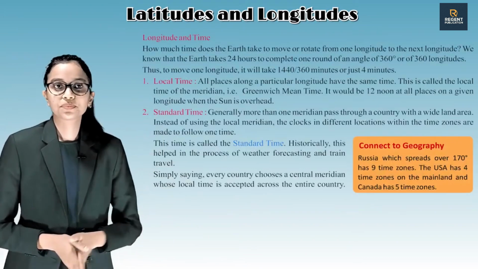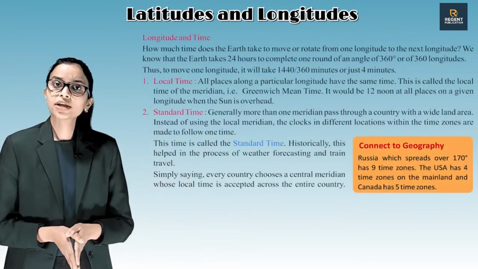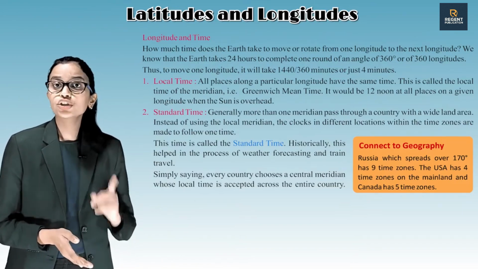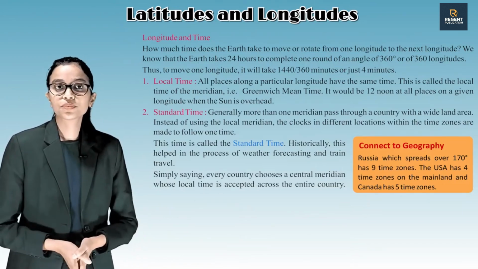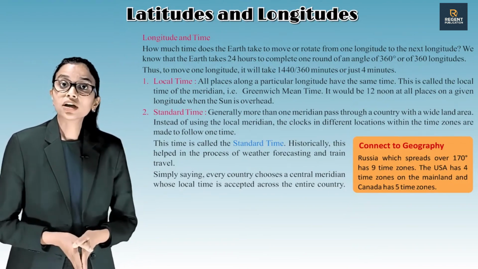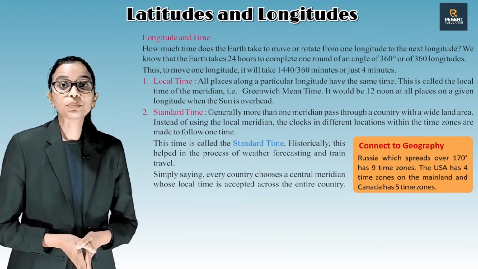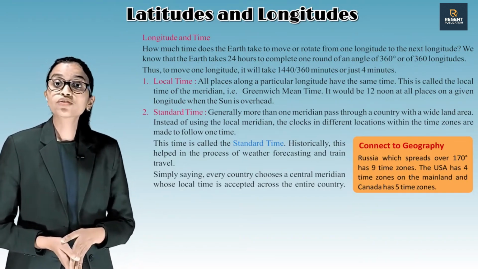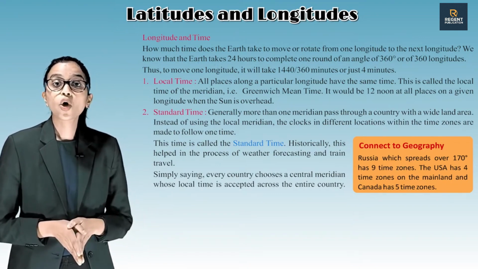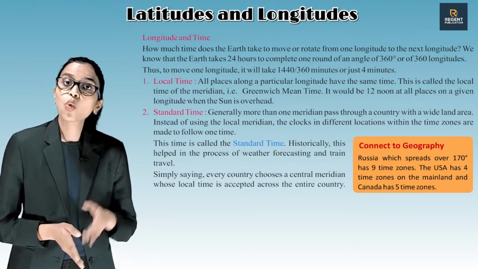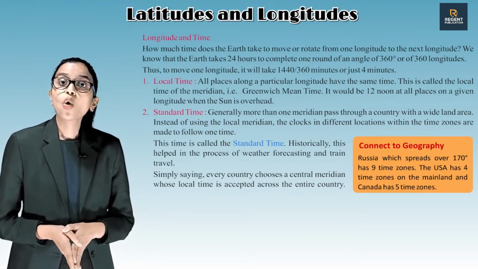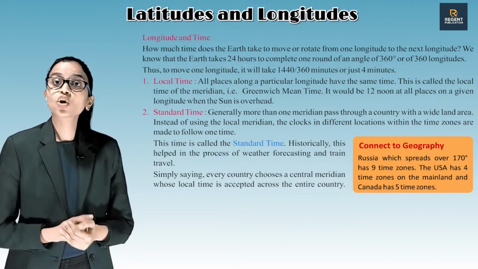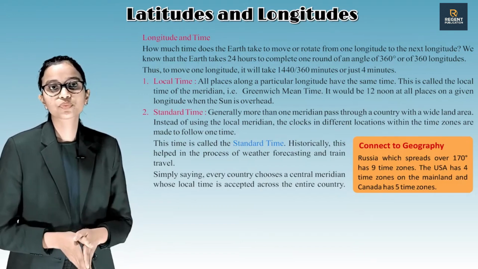Longitude and time. How much time does the earth take to move or rotate from one longitude to the next longitude? We know that the earth takes 24 hours to complete one round of an angle of 360 degrees, or of 360 longitudes. Thus, to move one longitude, it will take 1440 divided by 360 minutes, or just 4 minutes.